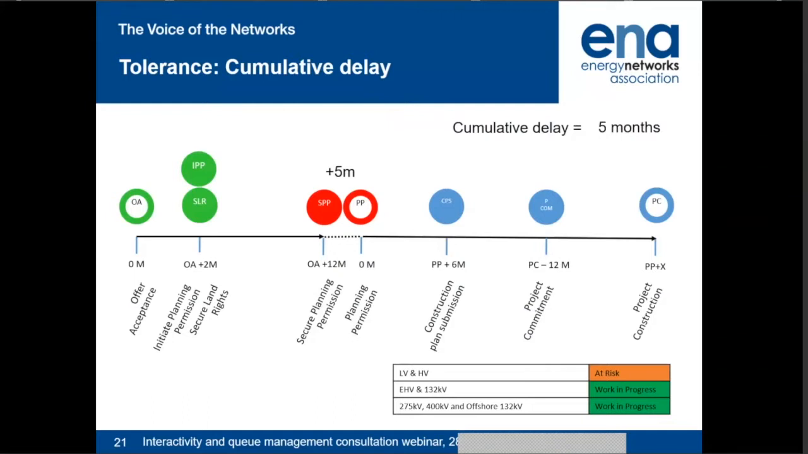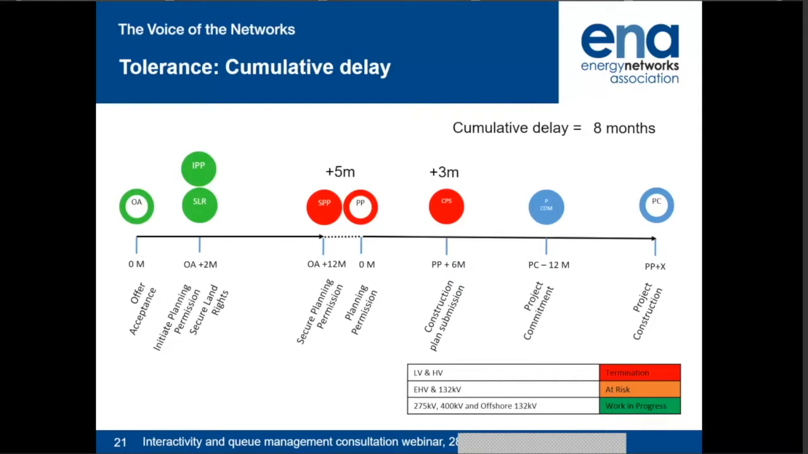Cumulative delay is then 5 months in total, and if it moves on to the next milestone and it suffers a further delay, that would then be added to the total cumulative delay, so it would have 8 months of delay against the project. And at that stage, it means that if it were an LV or HV customer, it could be subject to termination. EHV and 132, it would now be classified as being at risk, but for the higher levels, 275 and 400, they have 12 months to use up, so it's still classified as being work in progress, and they've got a little bit more time to continue and develop the project.